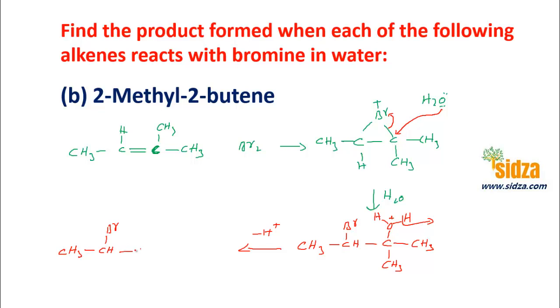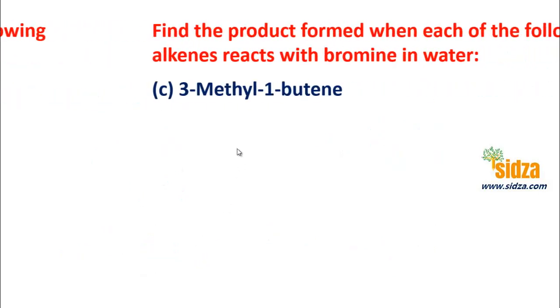CH, Br, and the COH here, and this is the CH3, and this is the CH3. Overall, it is the addition of halogen atom and a hydroxyl group. Halogen is added to the double bonded carbon with more hydrogens. Hydroxyl group is added to the carbon with more substitutions around, right? So let's take one more example here.